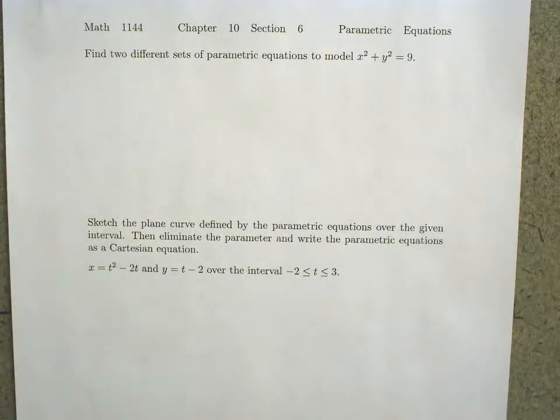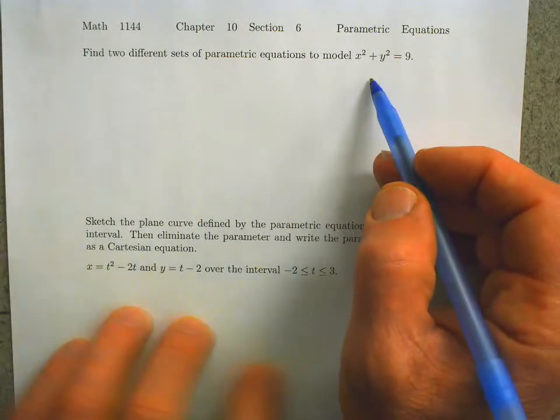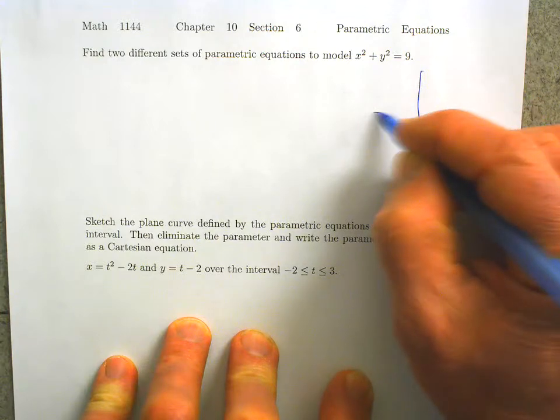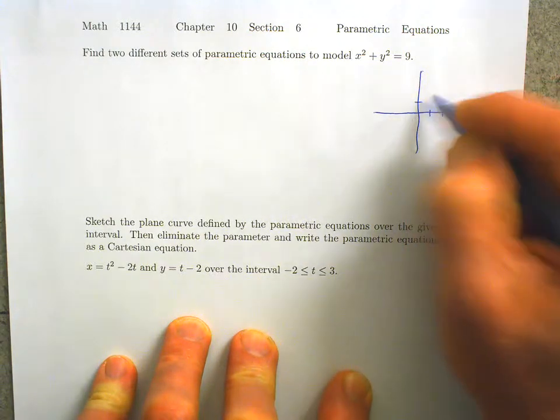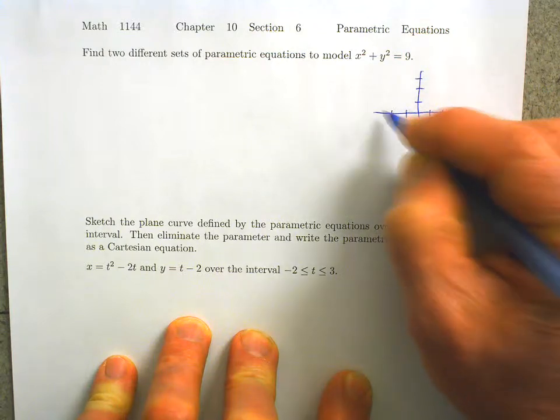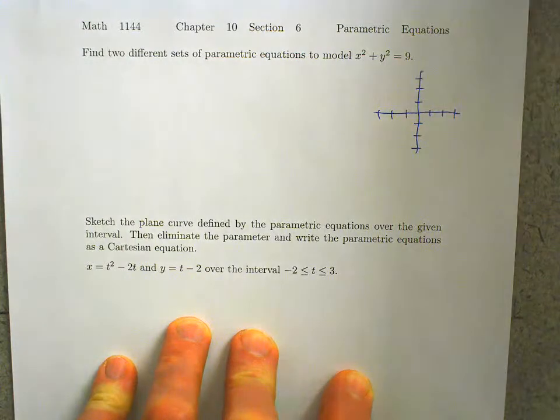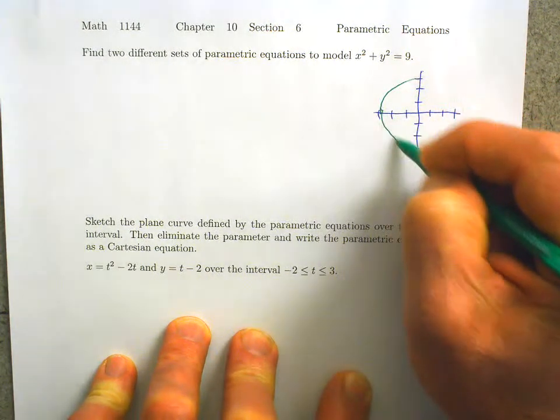Okay, this one: find two different sets of parametric equations to model x squared plus y squared equals 9. You'll recognize this as the standard equation of a circle centered at 0, 0 with a radius of 3. So if you graph the circle, it looks something like this.